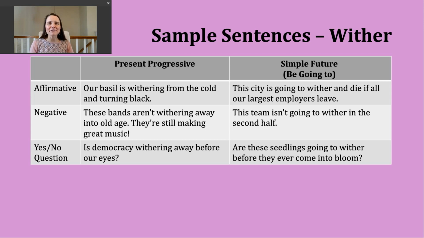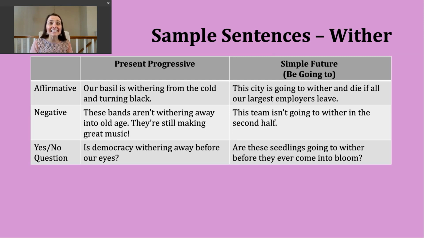Let's take a look at an affirmative example. Our basil is withering from the cold and turning black. So in different parts of the world, it's starting to get colder. It's certainly getting colder where I live, especially at night. And so we tried to keep some of our plants, some things in our garden for as long as possible. But now some of them, because of this cold, they're starting to die. And that's what that sentence is describing.